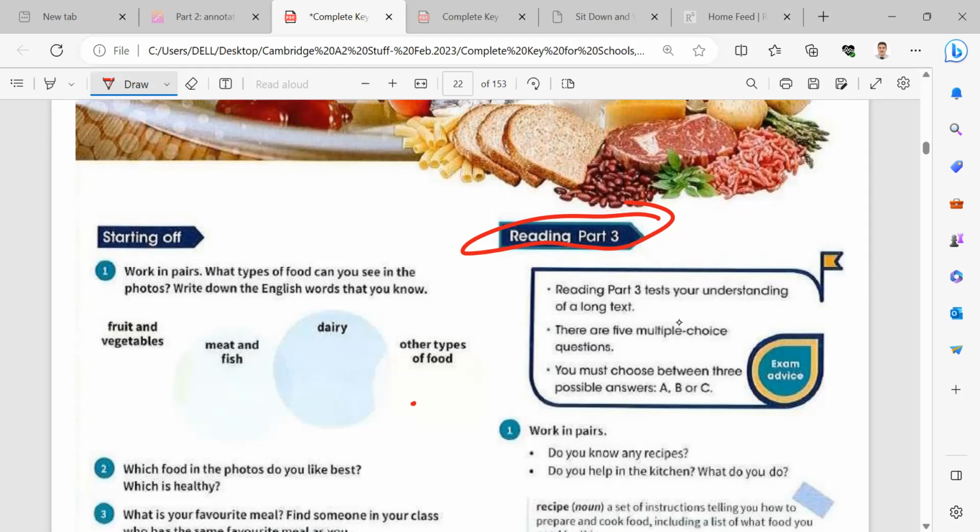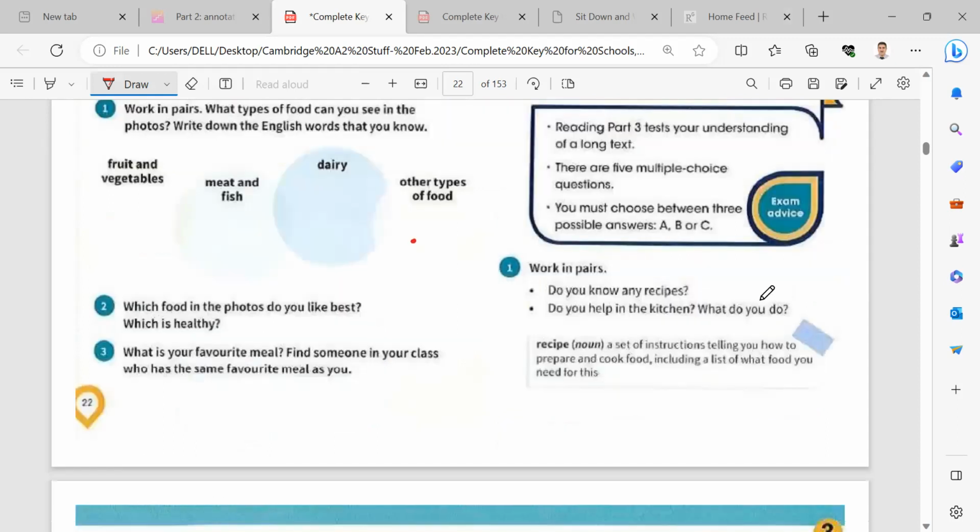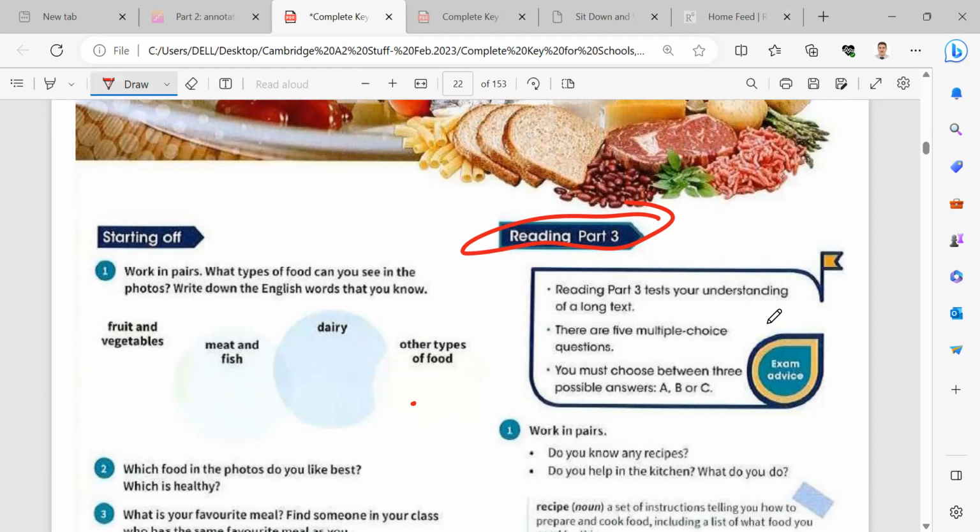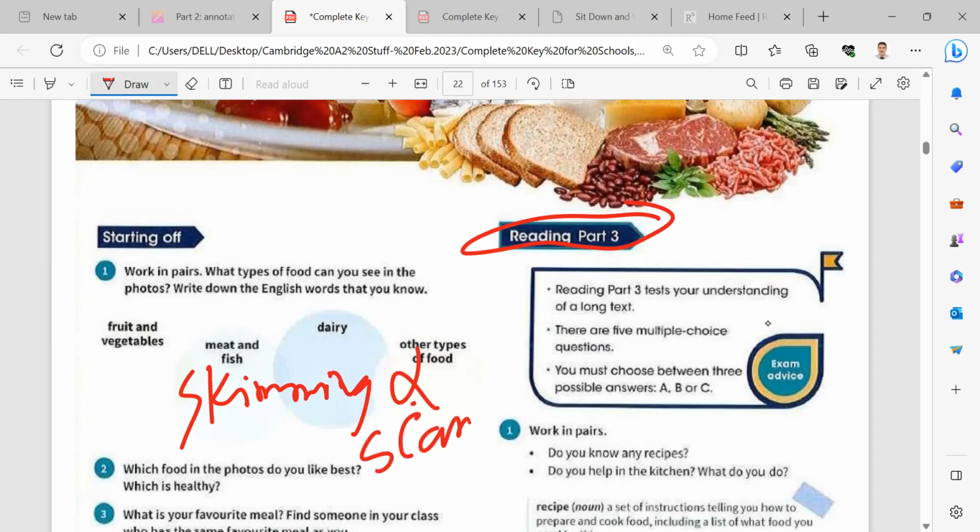In this part, Nawaf, you will be given a quite long passage, not short like what you have seen in part 1. This one is quite long, and you have 5 questions. How to answer this? Here we need to practice skimming and scanning. Do you know the difference between skimming and scanning, Nawaf?